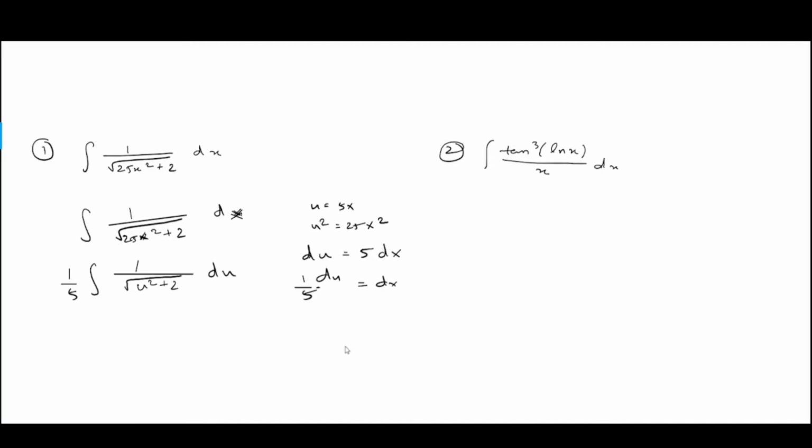And here I'm going to do substitution again, but a different method, the square root of the derivatives.